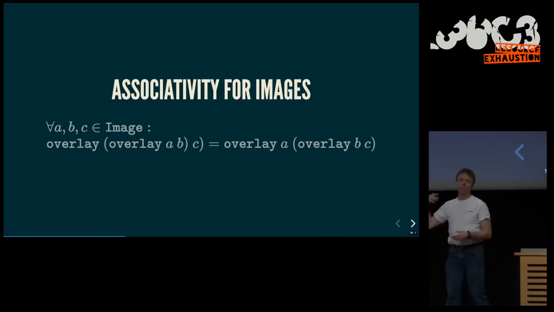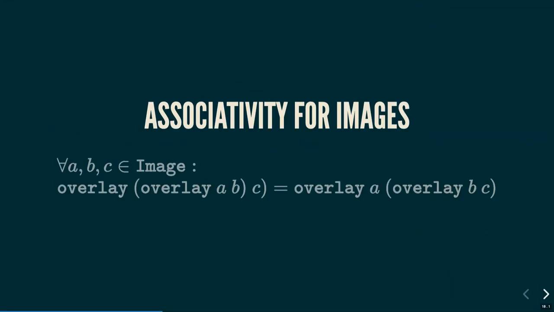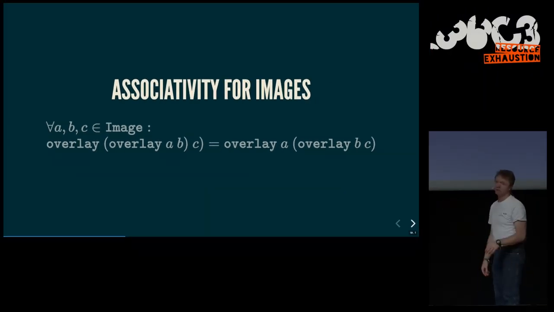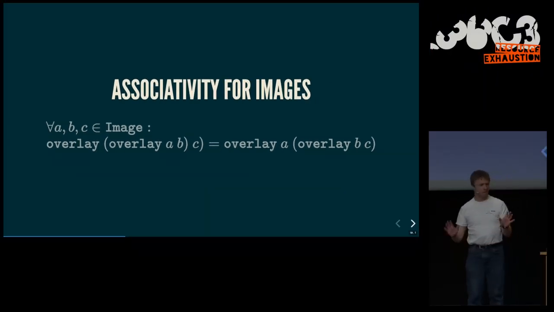And we can then formulate an associativity property. It might not quite look the same because I wrote overlay in front rather than between the operators. We could also write it between, but just to show you that it's the same idea. So it doesn't really matter if we first take two images A and B and superimpose those two and then put those two on top of C, or if we do it in another order. Does that make sense so far?